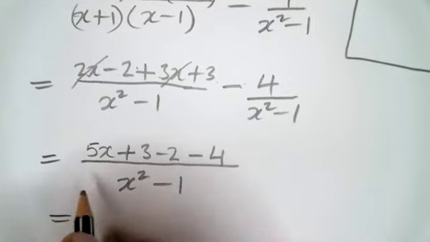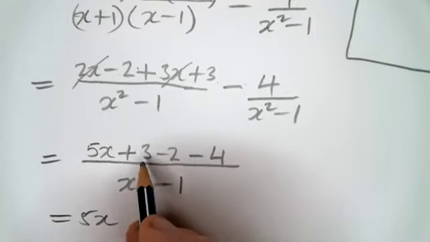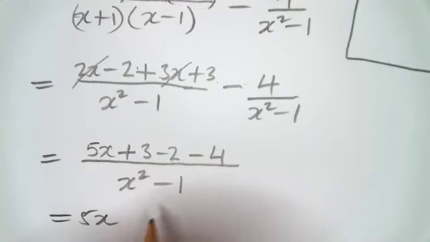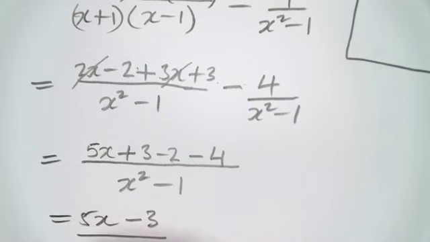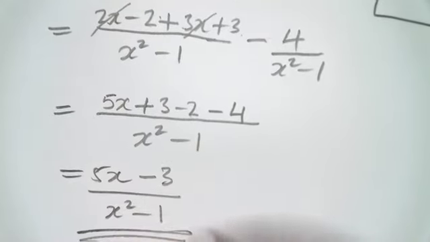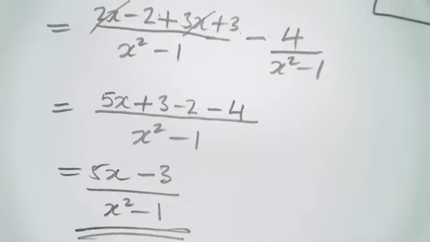So now let's simplify this. So I've got a 5x, 3 minus 2 is 1, and 1 minus 4 is negative 3, all over x squared minus 1. And there is my solution. Hope that makes sense, folks.